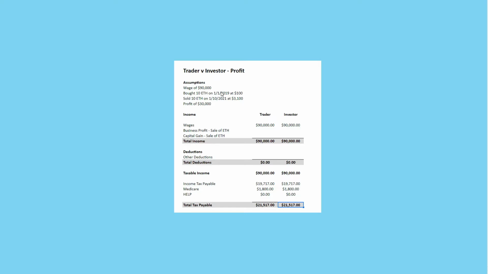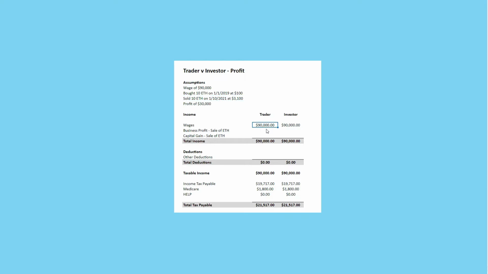You'll also notice that since we held the Ethereum for more than 12 months, we bought it in 2019 and sold it in 2021, the investor will get that 50% discount. So that will come into effect and will be quite important in this calculation. Now, let's look at the trader first.